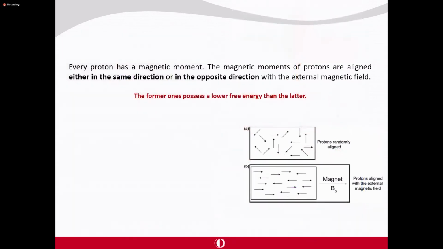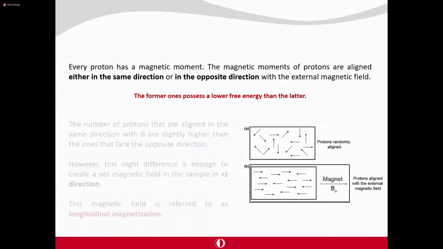and this is the one we usually use in high resolution NMR. So every proton has a magnetic moment. The magnetic moments of protons are aligned either in the same direction or in the opposite direction with the external magnetic field. And the former one, the ones in the same direction, possess a lower free energy than the others.